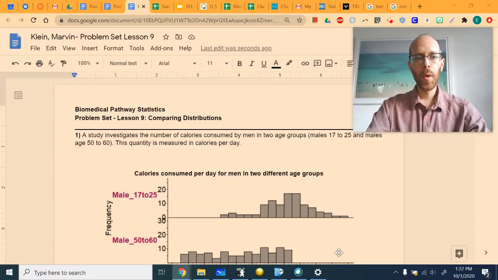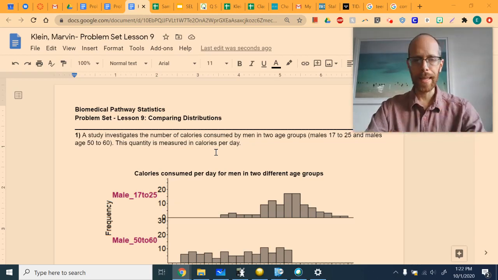Hey, Pathway people. We're working on problem set lesson 9, which is about comparing distributions. You should have opened the document and copied it, and then changed the name to your last name, your first name, problem set lesson 9. Let's get into it. Number 1, always read the context.